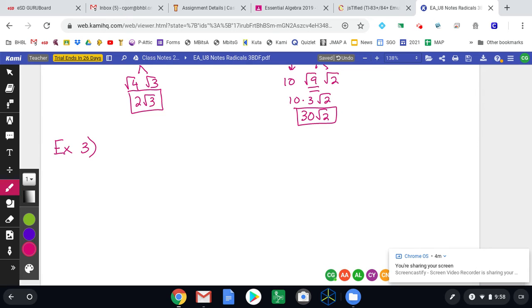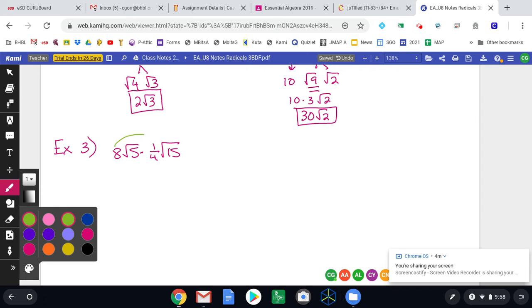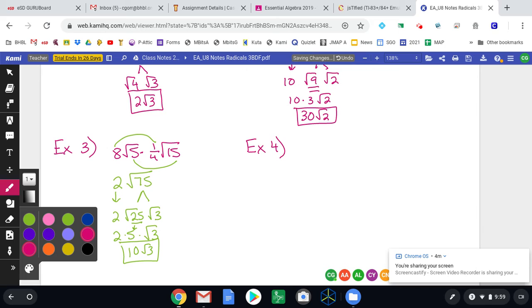All right, number 3. Let's say I have 8 radical 5 times 1/4 radical 15. So again, outside times the outside. 8 times a 4th is going to give me 2. Inside times the inside. 5 times 15 is going to give me 75. So now let's break down radical 75. That's 25 times 3. So now that's going to become a 5. So now I have 10 radical 3. This is different than addition and subtraction because I'm multiplying. I'm doing the property first.